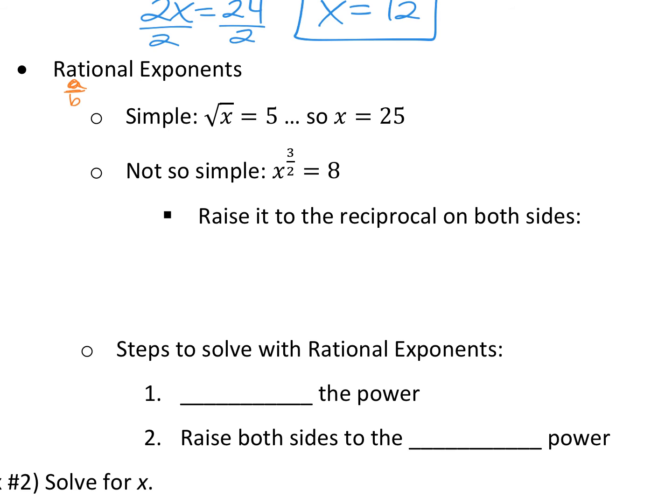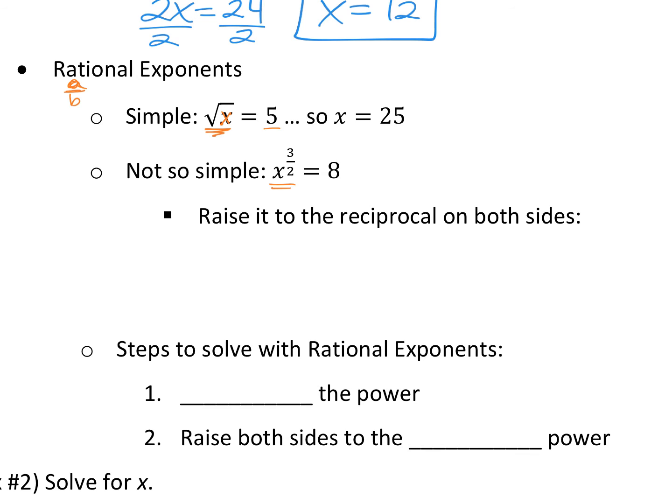Sometimes when you're trying to solve something, it's pretty simple to see what it is just because you know the numbers well and it makes it easy. So for instance, if I said the square root of x is 5 and you had to figure out what x was, you'd probably be like, oh, if x is 25, the square root of 25 is 5, right? That's pretty simple. But when it's not so simple is when you have something like this, where we say x to the 3/2 power is 8, okay? It gets a little bit tricky.